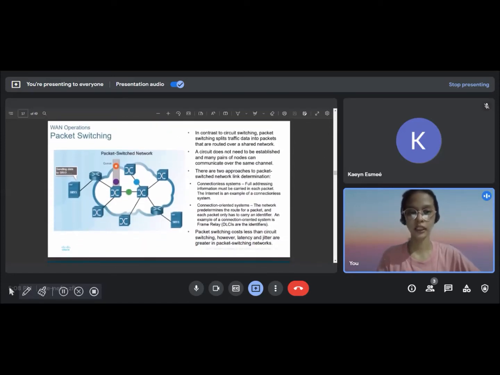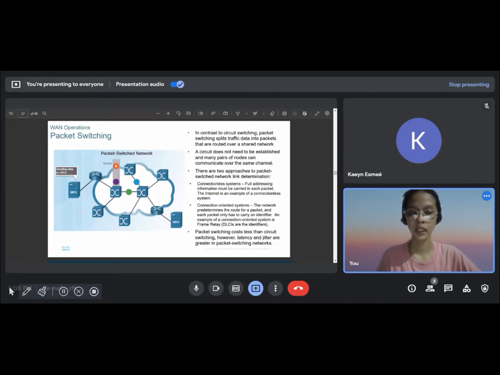Packet switching. In contrast to circuit switching, packet switching splits traffic data into packets that are routed over a shared network. A circuit does not need to be established and many pairs of nodes can communicate over the same channel. There are two approaches to packet-switched network determination. Connectionless systems: full addressing information must be carried in each packet. The Internet is an example of a connectionless system.